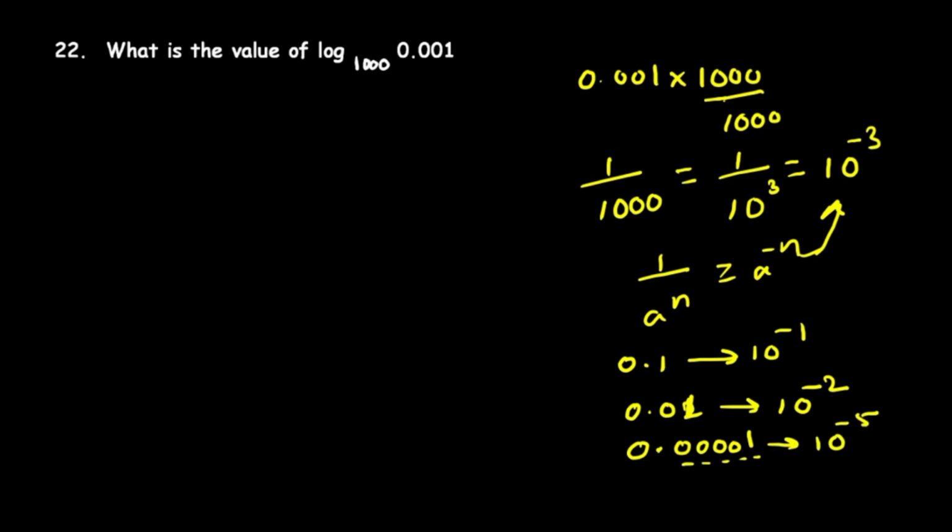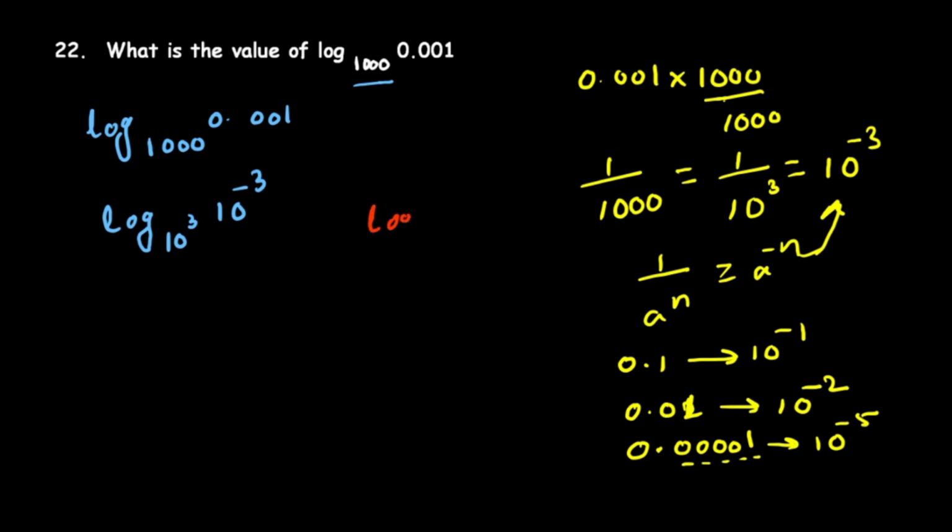Now the question is log 0.001 base 1000. So how to write this? 0.001 we write as 10 to the power of minus 3. At the same time, this base 1000 also we write 10 to the power of positive 3. Okay, we should use the formula. The formula is, you know very well, log x power m base y power n equals m by n log x base y, correct? So use this formula.